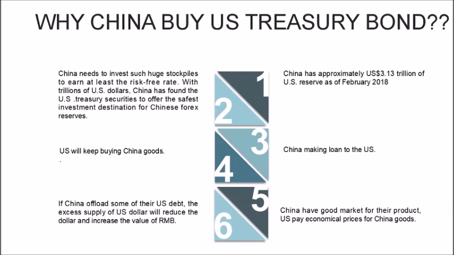China needs to invest such a big stockpile to earn at least the risk-free rate. With trillions of US dollars, China has found US Treasury securities to offer the safest investment destination for its forex reserve. China makes loans to the US and the US will keep buying China's goods. With this, China has a good market for its products and the US will pay good economic prices for China's goods. If China offloads some of its US debt, the excess supply of US dollars will reduce the dollar and increase the value of the renminbi.